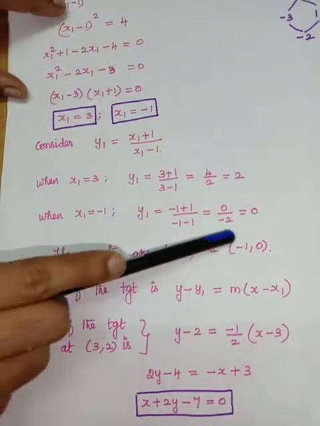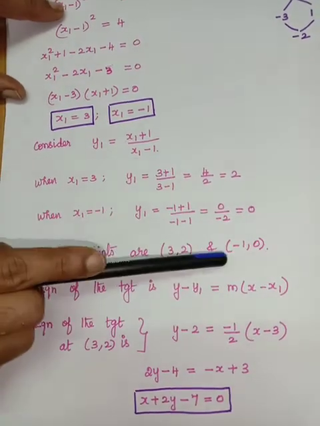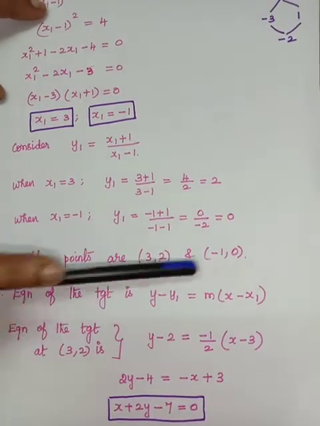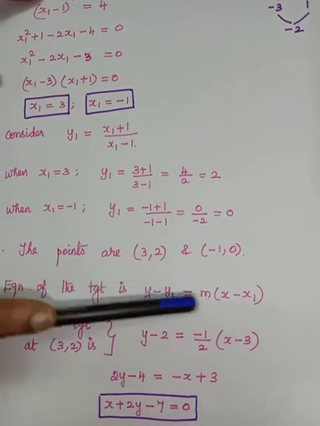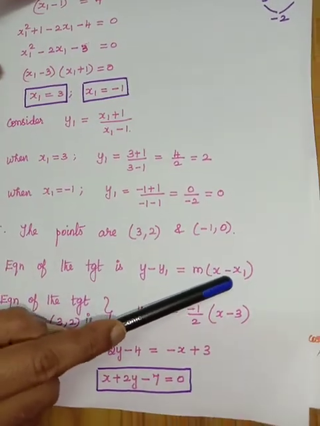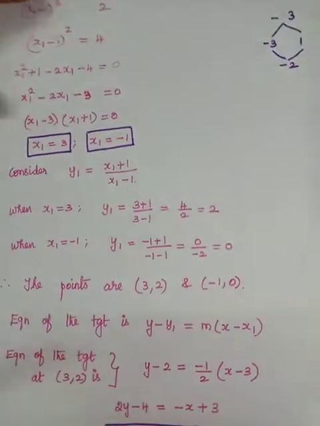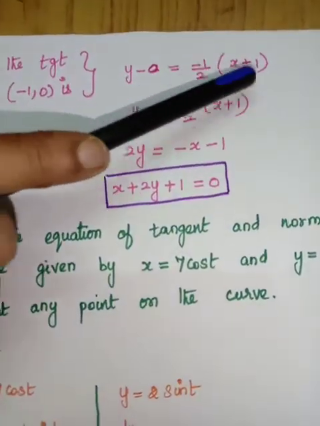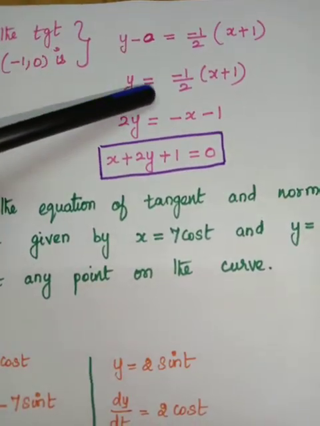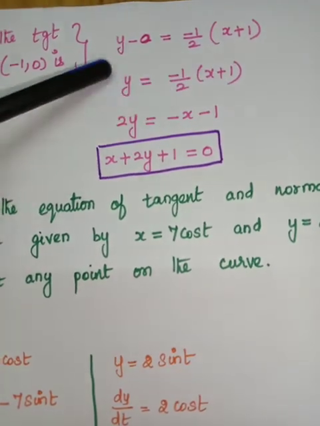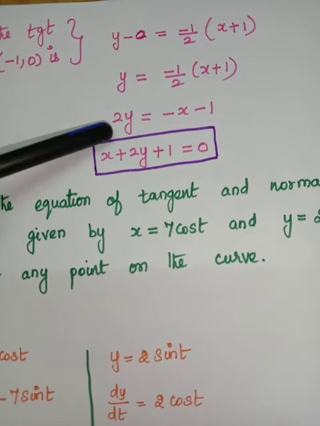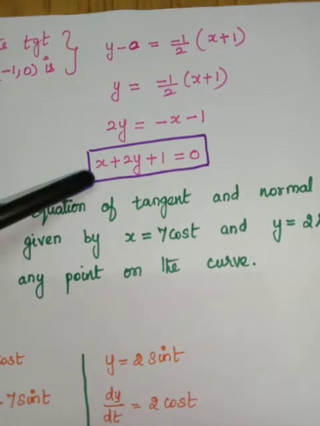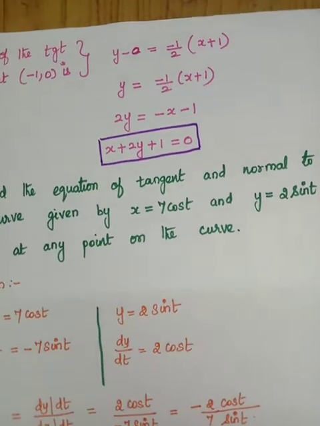In the same way, you have to take the equation of the tangent at (-1, 0) using the same formula. Here this is x1, y1. In the place of y1 you substitute 0, and in the place of x1 you substitute -1. So the equation of the tangent at (-1, 0) will become y - 0 = -1/2 (x + 1). So y = -1/2 (x + 1). When you multiply by 2, 2y = -x - 1. When you arrange, you will get x + 2y + 1 = 0, the equation of the tangent for the second point.